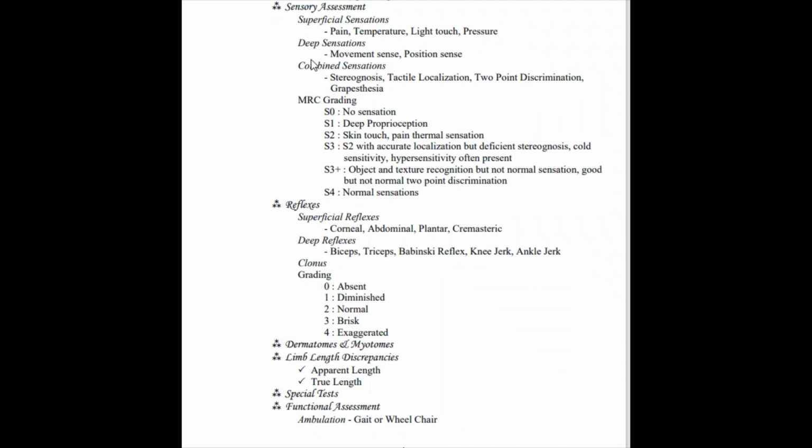Deep sensation includes movement sense, also known as kinesthesia. Let me mention this for you guys. And position sense is proprioception. These things are given in the Sullivan book. If you want to get deep into it or gain knowledge about this, you should read this book. Then combined sensations: stereognosis, tactile localization, two-point discrimination, graphesthesia. These techniques are all over there.